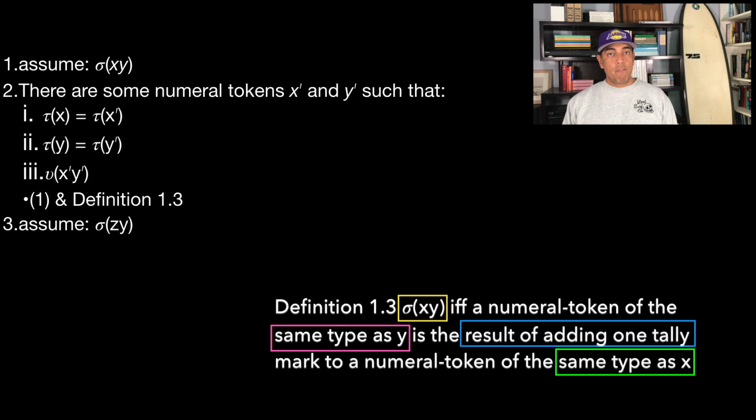Now, we're going to start off on the first leg of our proof, right? Proving that if z and y are in that sigma relationship, it must be the case that x and z are the same type of numeral. So we're assuming sigma zy, that z is in that sigma relationship with y. And again, by our definition over here, 1.3, right, we have a list of some criteria that must happen if it's going to be in that sigma relationship.